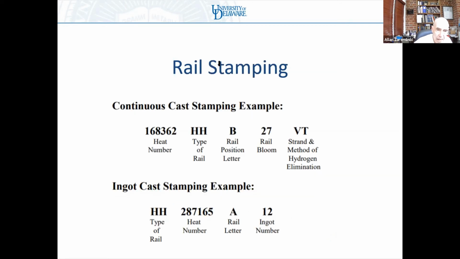On the other side, it will be stamped. That means that instead of coming outward, the letters are formed inward from stamping. Most rail that you're going to be exposed to is going to be continuously cast. So continuous cast rail would have the heat number, the type of rail, in this case head hardened, the rail position, the bloom, and the method of hydrogen elimination. This would be a vacuum degassing type of approach, for example.